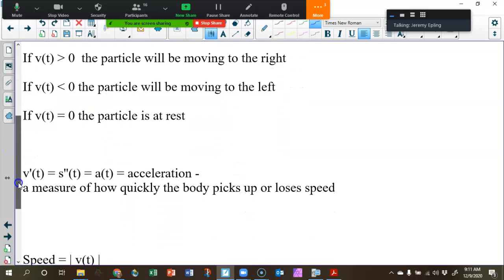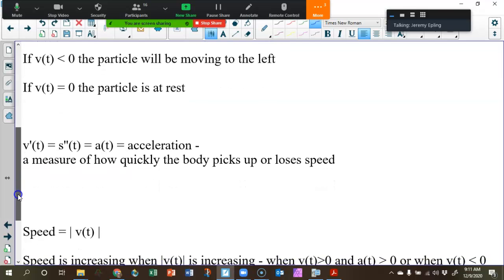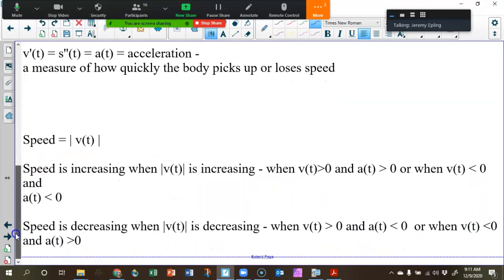We talked about the derivative of velocity being acceleration. And then today we talked about speed. Speed is increasing when velocity and acceleration have the same signs, or it's decreasing when velocity and acceleration have different signs.